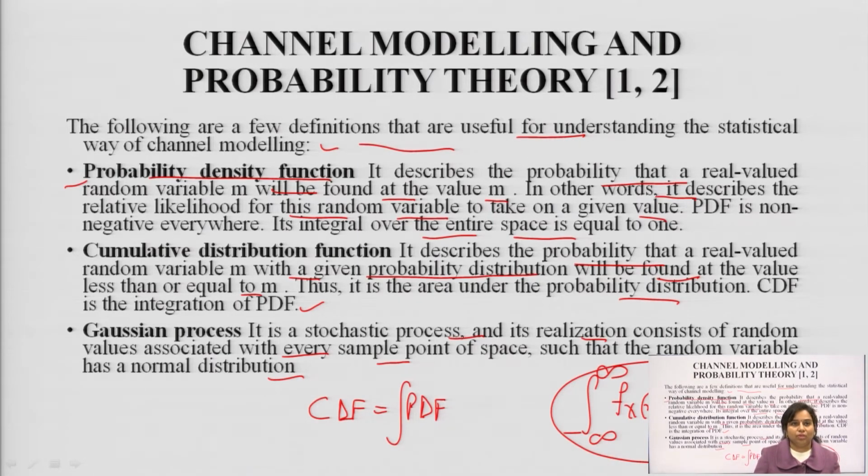So, there are 3 things you have to keep in mind while designing a channel using probability theory. First one is the PDF, which is specified for every distribution. Then the CDF is related to the PDF in terms of integration and differentiation. And the third thing is the Gaussian process. We consider the Gaussian process because the transformation and inverse transformation are the same when we consider a particular Gaussian distribution.